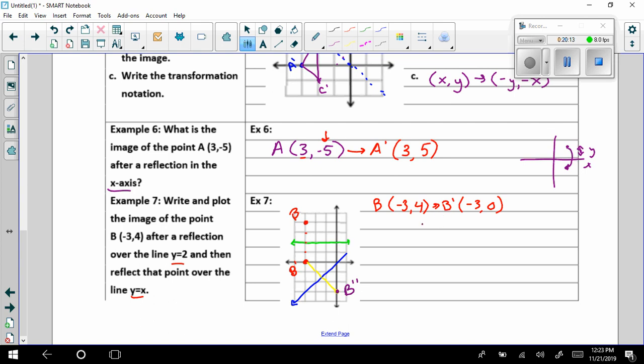All right, so this moves into B double prime, which is going to follow your rule of flipping over y to x, which remember just means we're flipping these around. So we have 0, -3, which is indeed where I plot that point and where it should be.